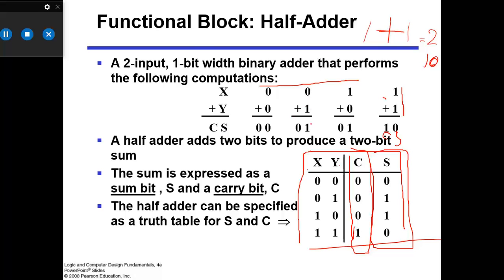So 0 plus 0, sum 0, no problem. 0 plus 1, sum 1, carry 0, no problem. 1 plus 0, sum 1, carry 0. But 1 plus 1 equal to 2, so there is going to be a 0 here and a carry here. So carry is 1. A half adder adds 2 bits to produce a 2-bit sum. The sum is expressed as the sum bit and the carry as the C bit. The half adder can be specified as a truth table given below. The same thing: 0 0, carry 0, sum 0; 0 1, sum 1; 1 0, sum 1; but 1 plus 1, sum is 0 and carry is 1, which makes it 2. 2 is written as 1 0 in the binary world.